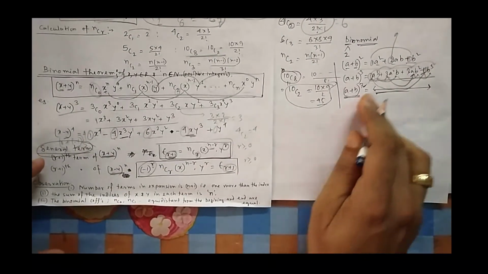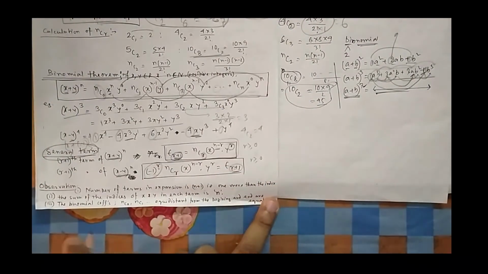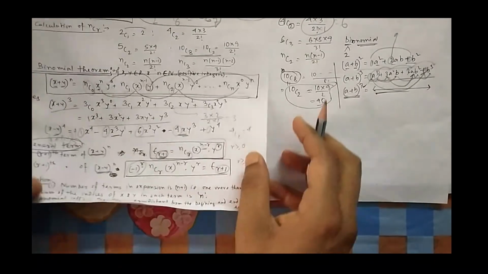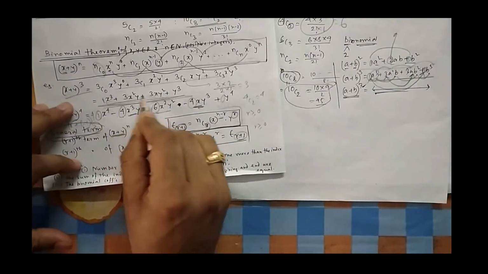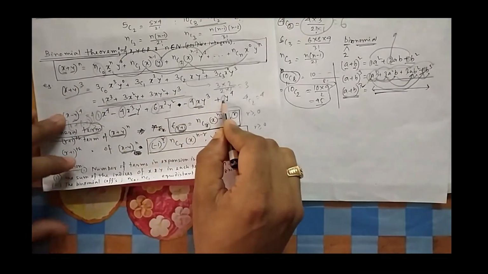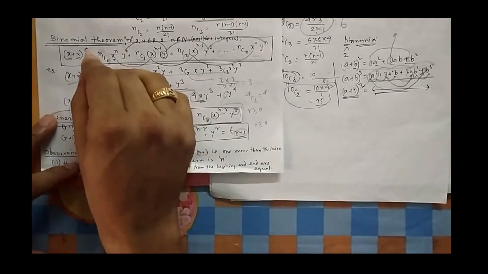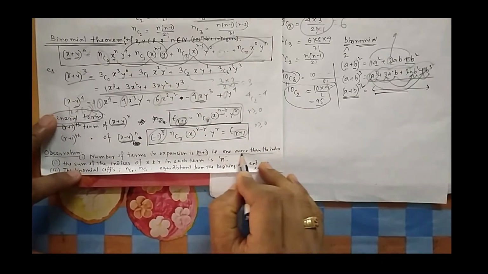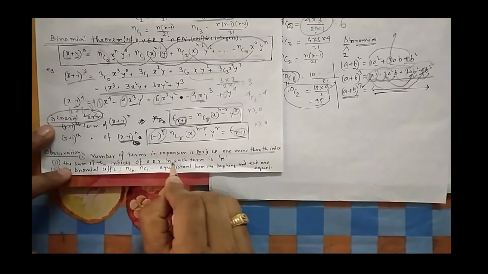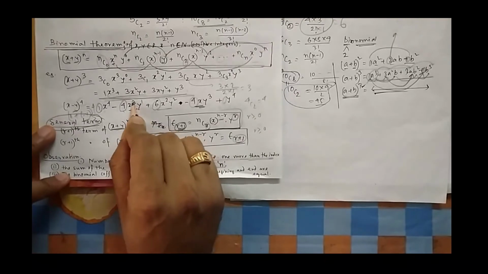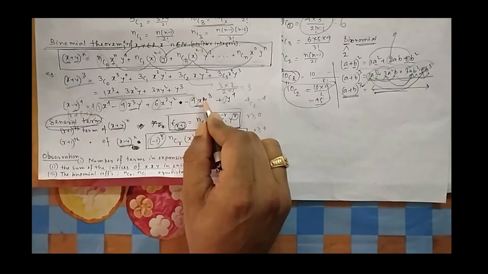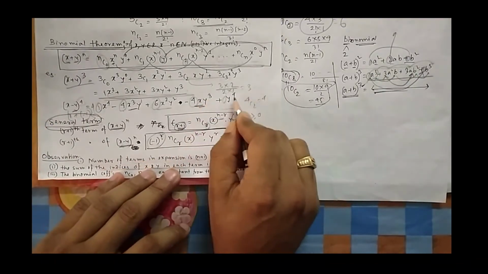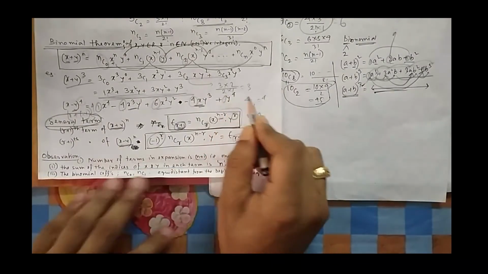So some observations we have already seen from (a plus b) whole cube. What are the observations? The first observation is the number of terms in the expansion. In the total expansion, you will find the number of terms is 1 more than your index. Suppose it is a cube, so how many terms are you getting? 4 terms, 1, 2, 3, 4. If it is the fourth power, how many? 1, 2, 3, 4, 5. So if the index is n, then you will get n plus 1 terms, that is 1 more than your index. The sum of the indices of x and y in each term is n. So if you add the powers of x and y, 3 plus 1 is 4, 2 plus 2 is 4, 3 plus 1 is 4, you will always get the sum equal to 4. Here also you can see, the power of x is 0, so y is 4, the total is always n.